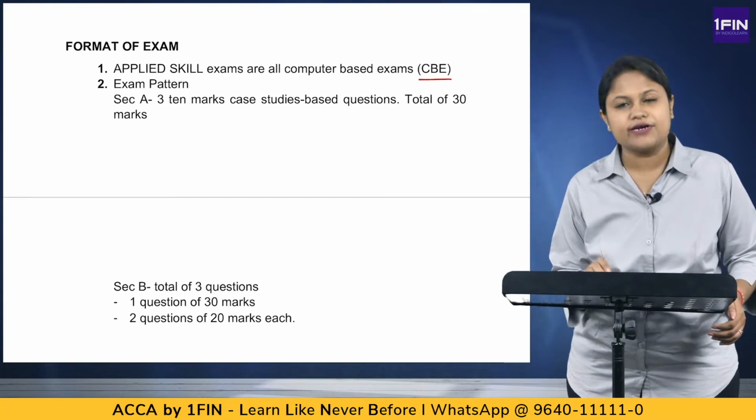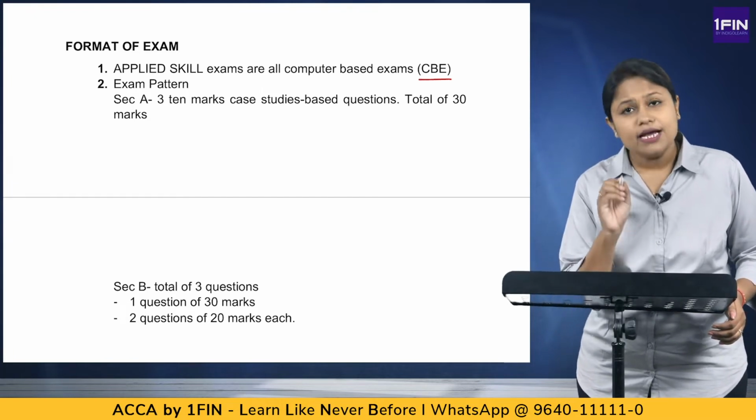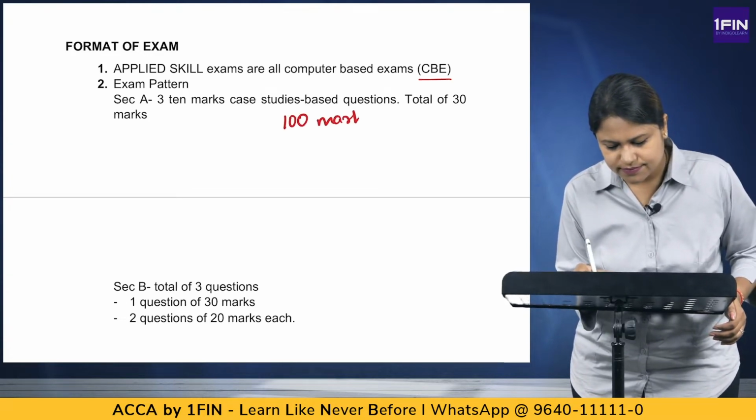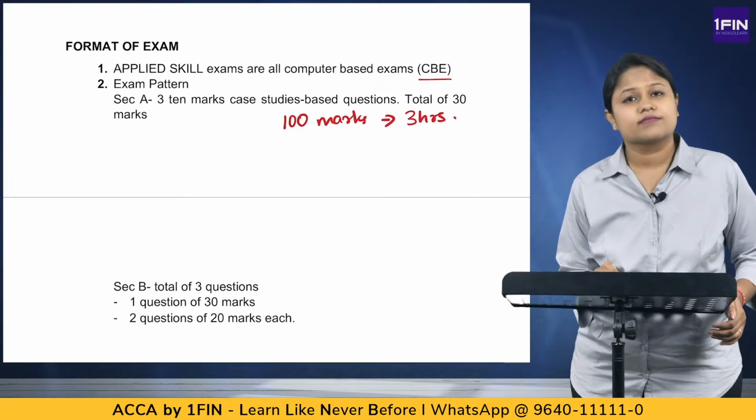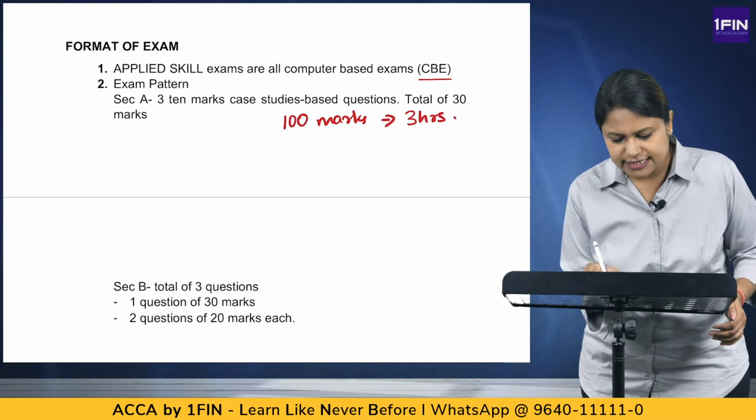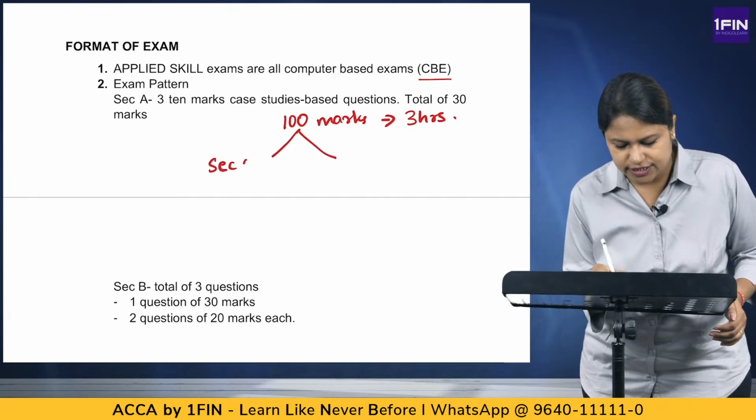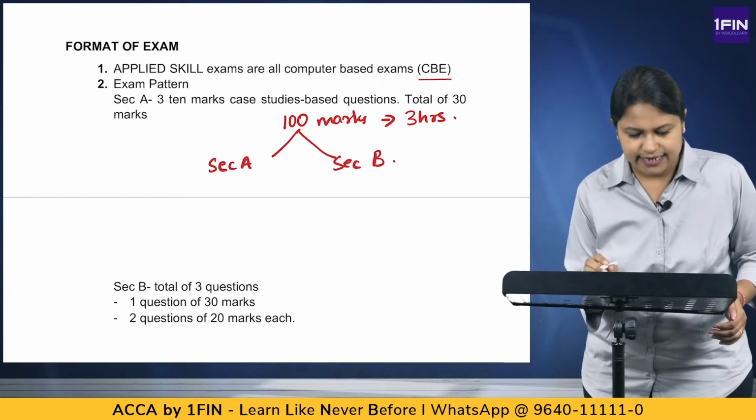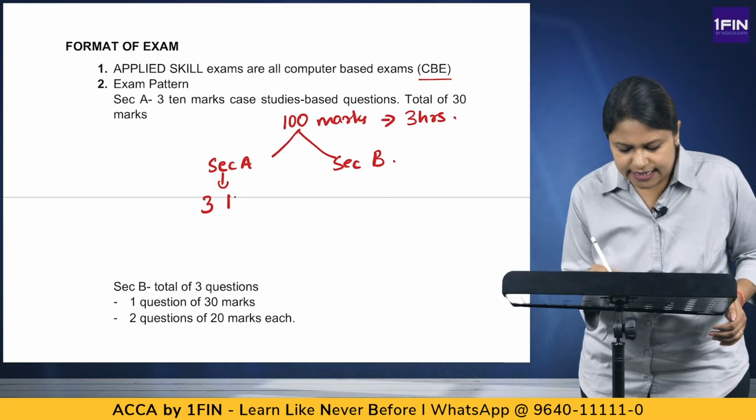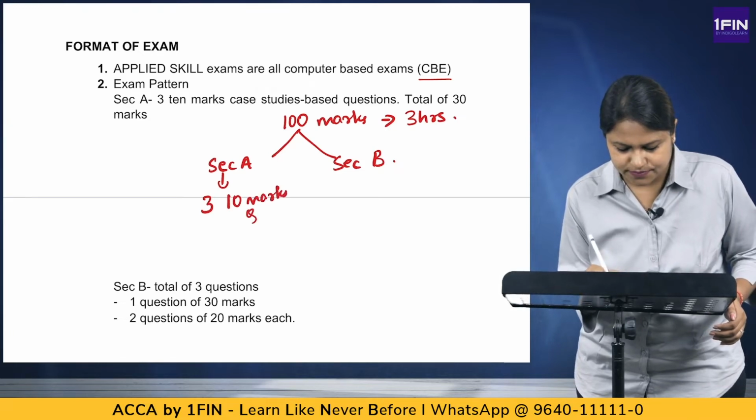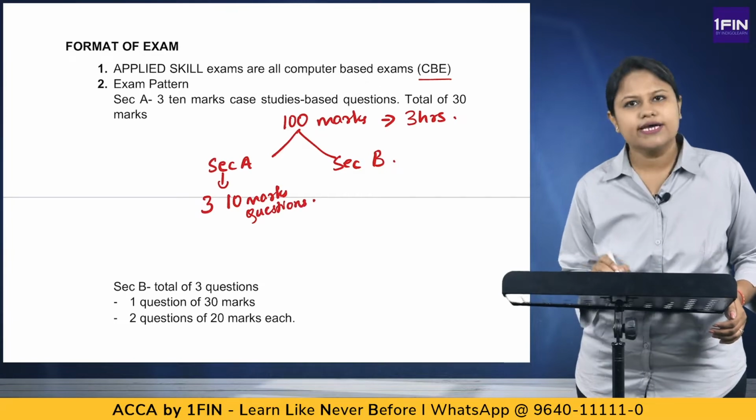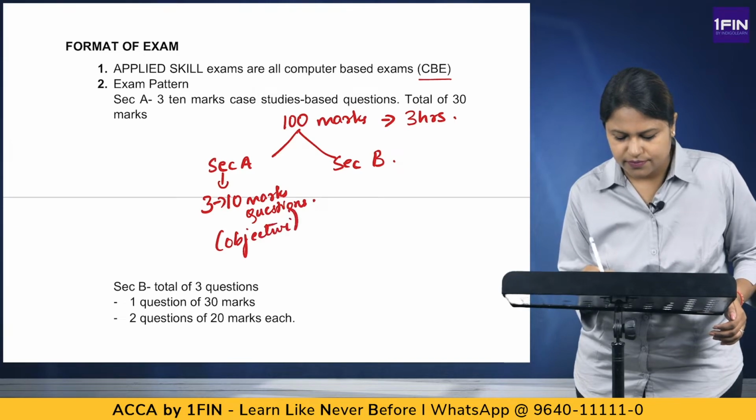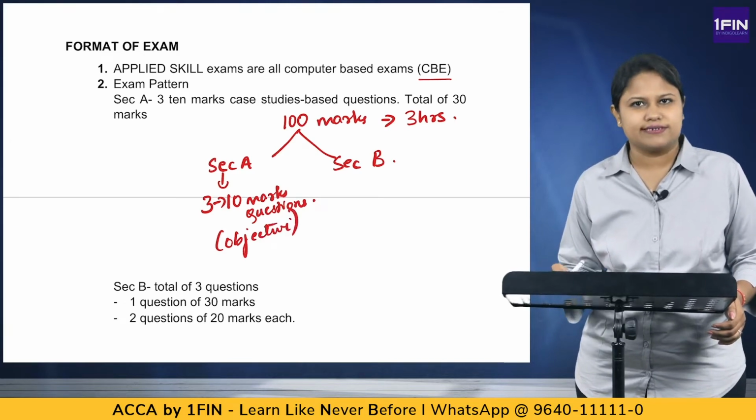Now the most important part of our discussion is the exam pattern. Basically, the entire examination is 100 marks, 3 hours. This 100 marks is basically categorized into section A and then we have section B. Section A will have 3 10 marks questions. These are purely going to be objective, MCQ types, objective questions.